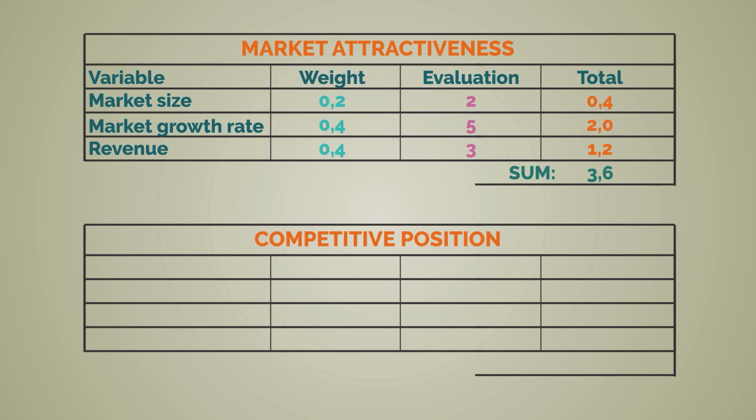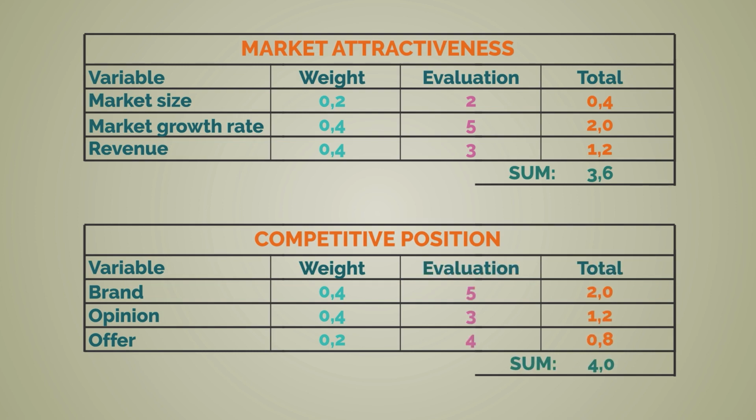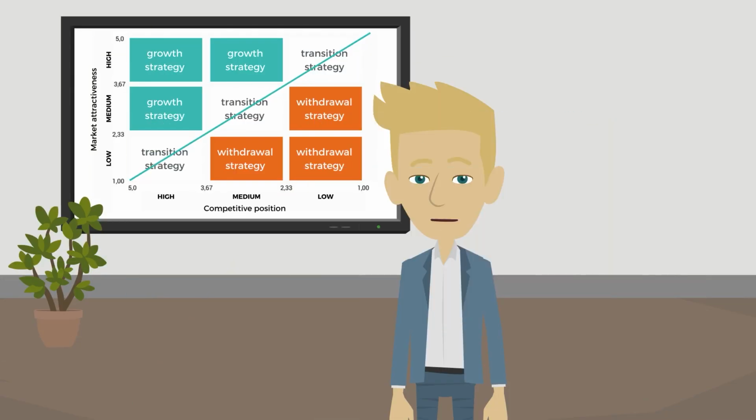When analyzing competitive position, we follow a similar procedure. We select factors and assign weights to them. Then, we give each of them a subjective rating, and finally, we calculate the sum. This is how a competitive position analysis for the McKinsey Matrix may look like. Once we've calculated both parameters, we use them to draw 2 perpendicular axes on the McKinsey Matrix. Then we can place each business unit in the appropriate place on the matrix, which will help us to determine the appropriate strategies.